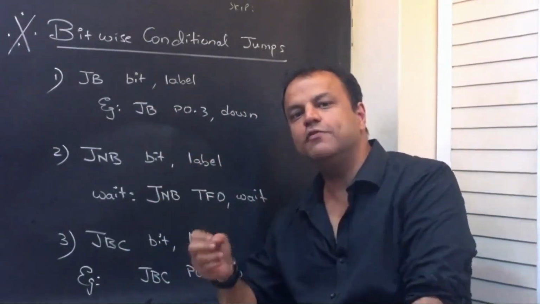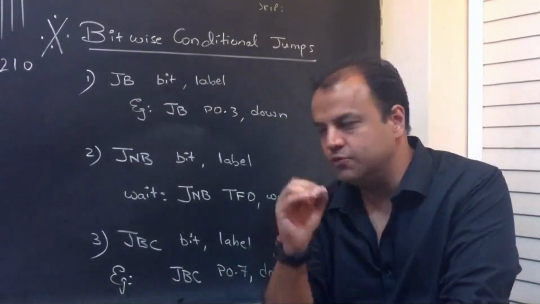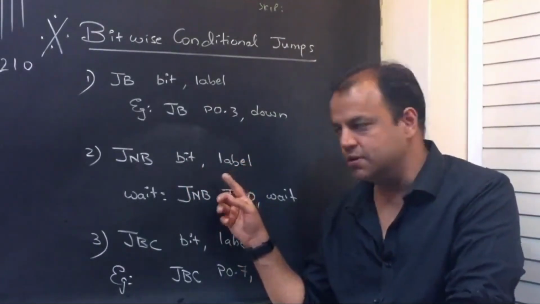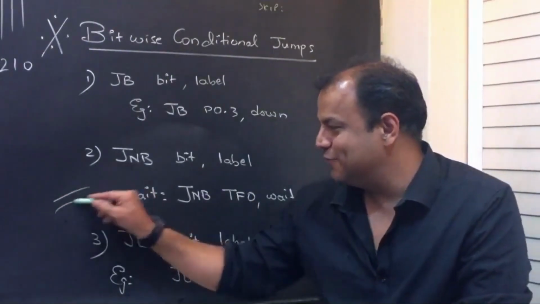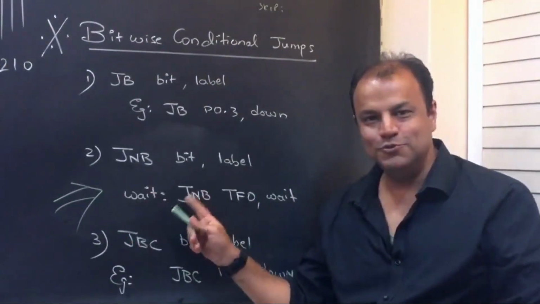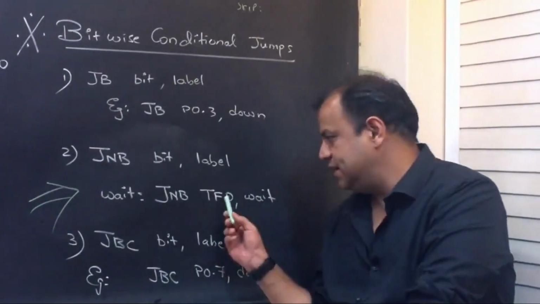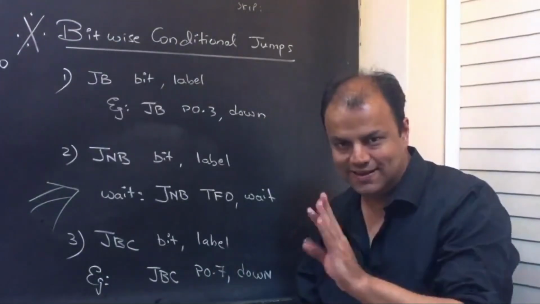JNB, jump if not bit. Not bit means not set. Not set means 0. So if some bit is 0, the program will jump to the location label. Example: if you've seen timer programs, you know you use this instruction a lot. JNB TF0, timer overflow flag. I'm not teaching timers over here. Don't mix two topics. I'm just using that as an example.